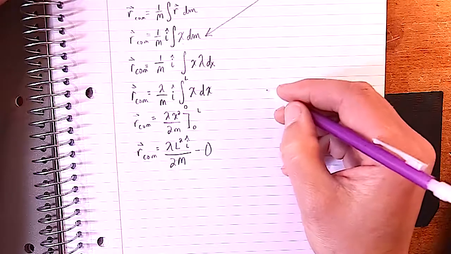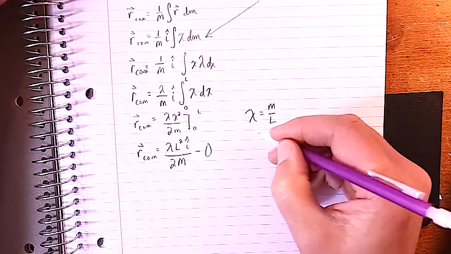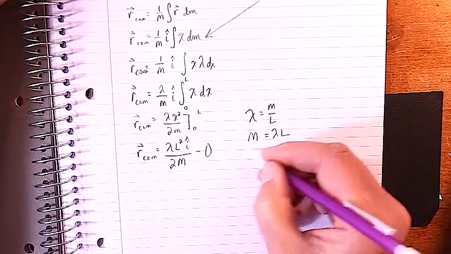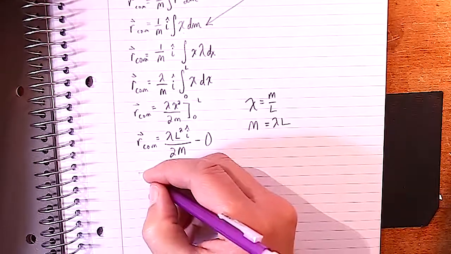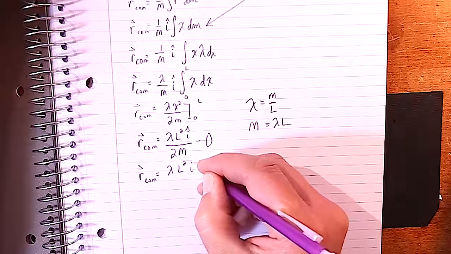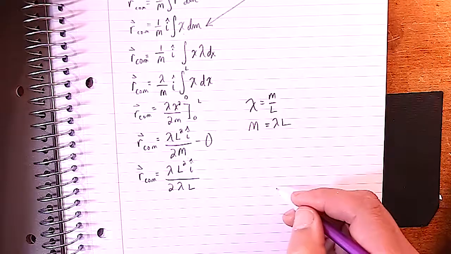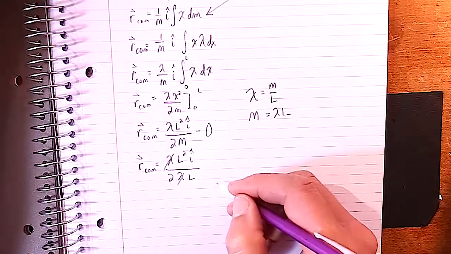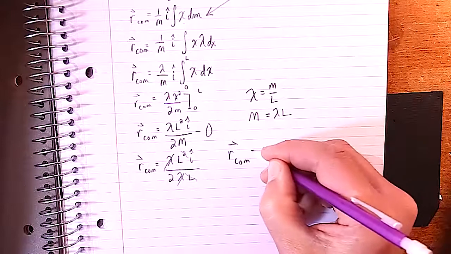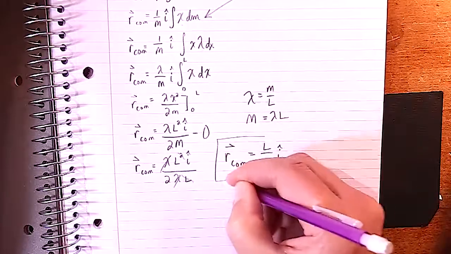Well, we know that lambda is equal to M over L. Then we can say M, the mass of the whole thing, is lambda times L, and sub that in here. Well, what's that going to give us? That's going to give us r com is equal to lambda L squared I hat over 2 lambda L. So we can see that the lambdas will cancel and one of the L's will cancel. So we're left with r com is equal to L over 2 I hat, which makes sense.